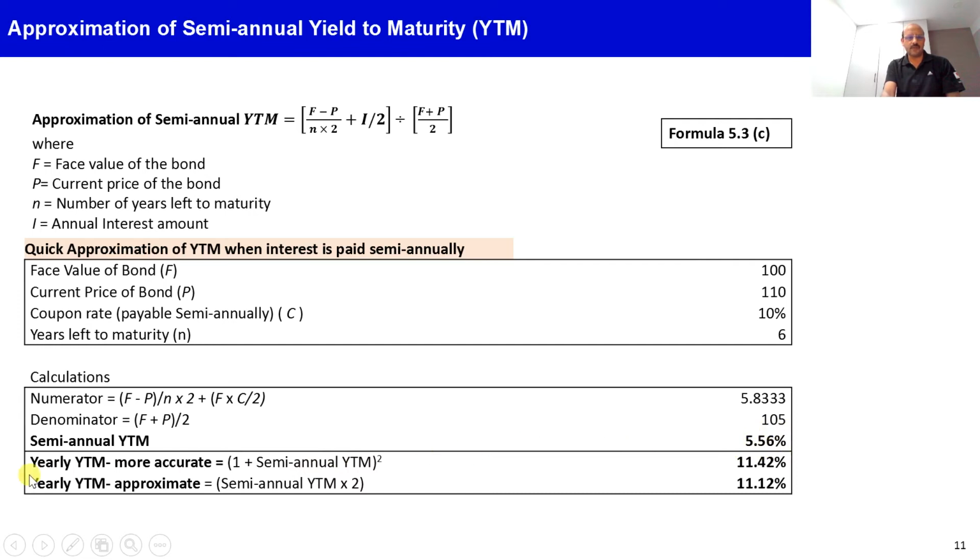and we can convert the half yearly YTM to yearly YTM by using this formula: 1 plus semi-annual YTM raised to power 2, minus 1. So if we do that, 1.0556 raised to power 2 becomes 11.42% exactly. Or if we have to calculate the approximate YTM, we can simply multiply the half yearly YTM by 2 to get 11.12%. This is how the concept of YTM and bond value is explained.